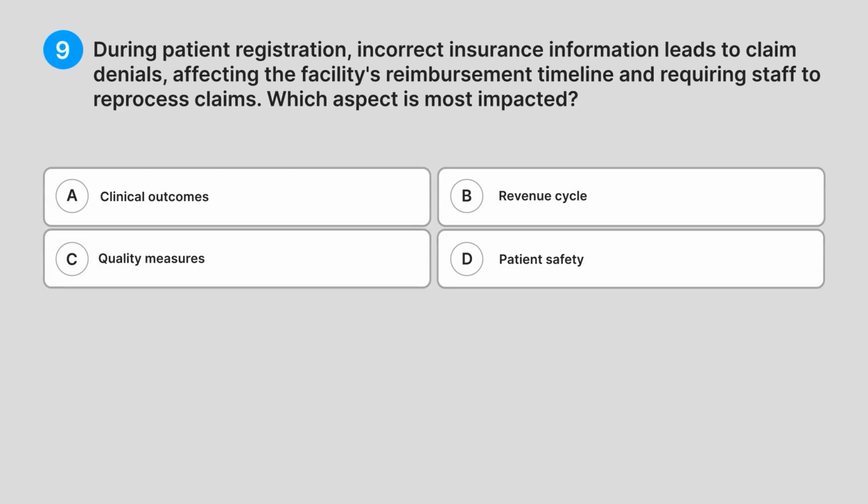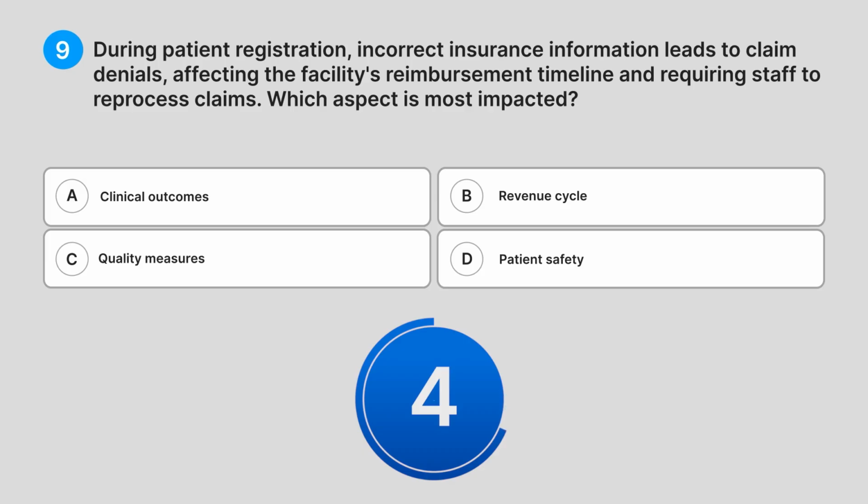9. During patient registration, incorrect insurance information leads to claim denials, affecting the facility's reimbursement timeline and requiring staff to reprocess claims. Which aspect is most impacted? A. Clinical outcomes. B. Revenue cycle. C. Quality measures. D. Patient safety. Can you guess the answer?